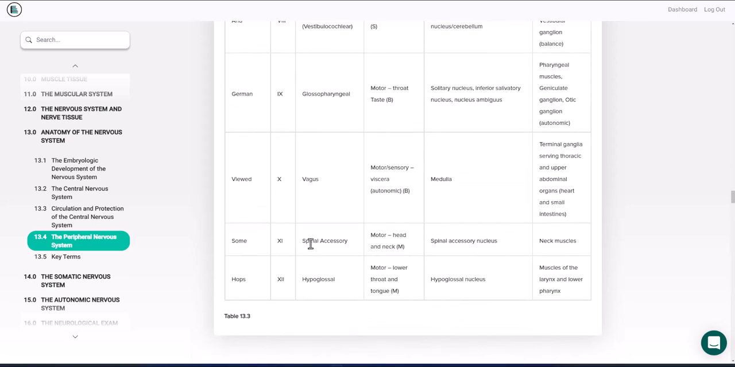Number 11, spinal accessory nerve. This is a motor only nerve. It's moving your head and neck muscles specifically. Write this down. These head and neck muscles are your trapezius and your sternocleidomastoid. And then finally, number 12 is the hypoglossal nerve. It is a motor only nerve. It is allowing you to stick out and move your tongue, right? So muscles of your tongue. Remember in lab, we learned about the genioglossus. That muscle and your other tongue muscles are controlled by this nerve.